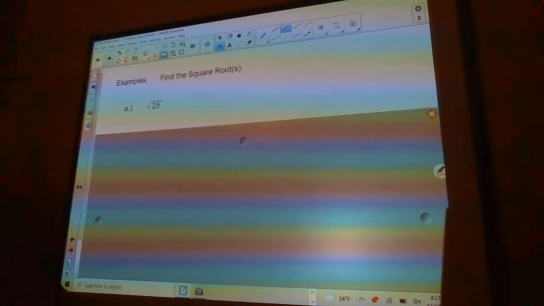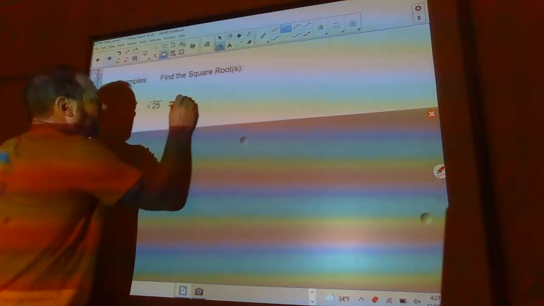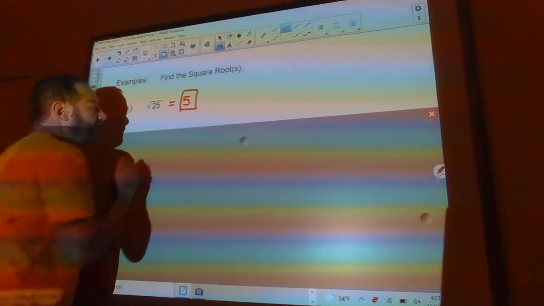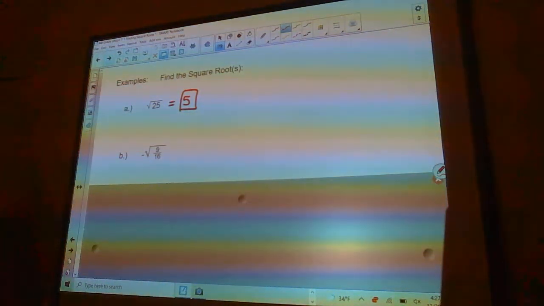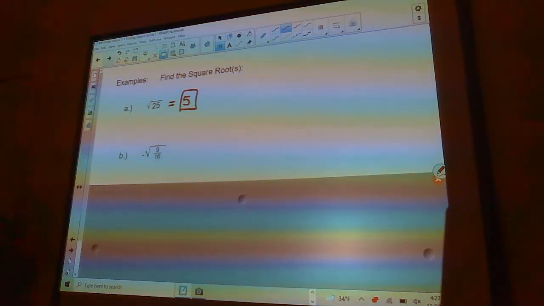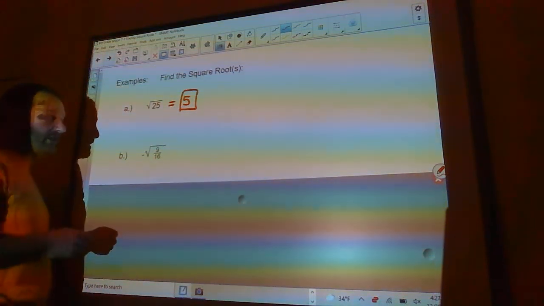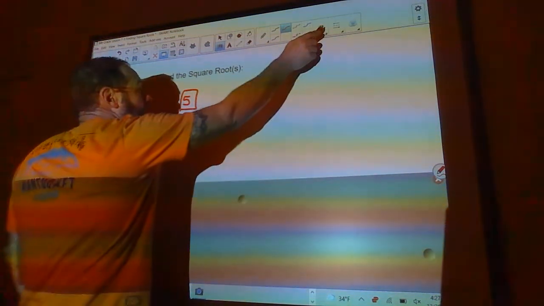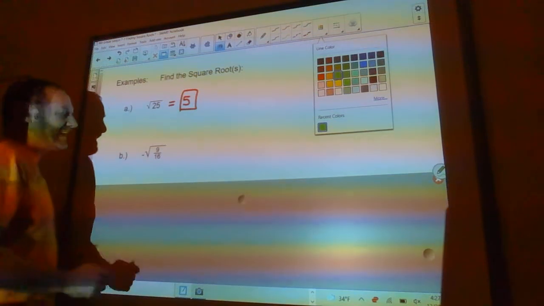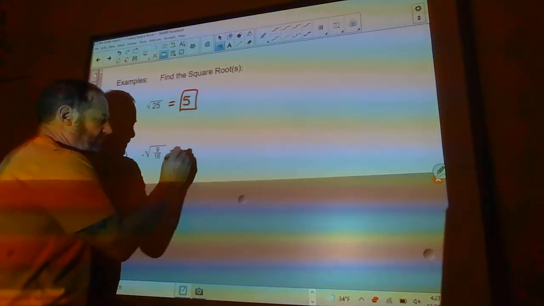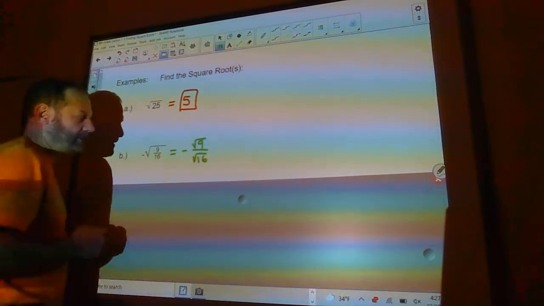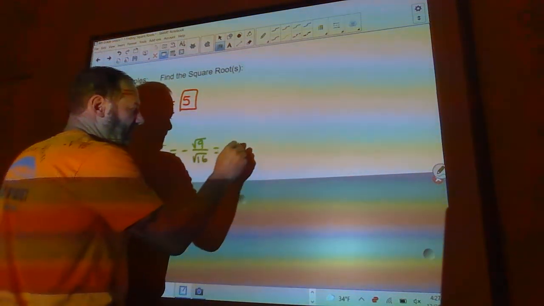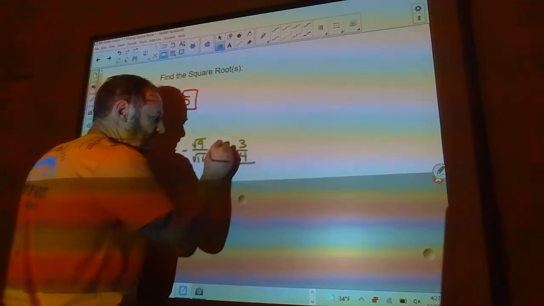Okay, so find the square root of 25. That would be 5. Next, minus the square root of 9/16. When you have a fraction like this, when you take the square root, you take the square root of the top and the bottom. So this is going to be negative square root of 9 over square root of 16. So this is just going to be negative 3/4.